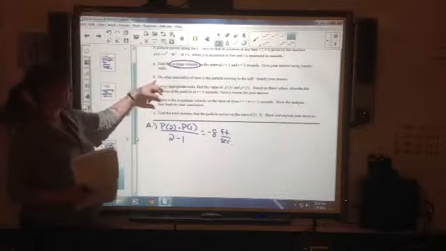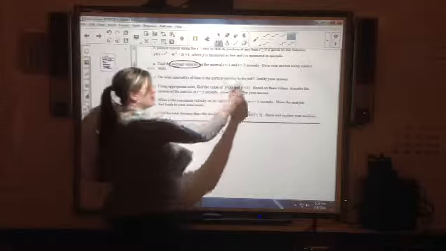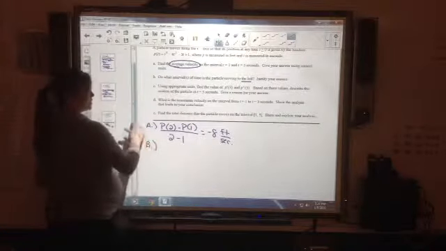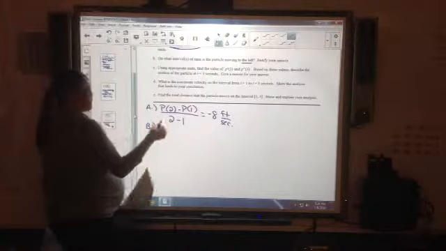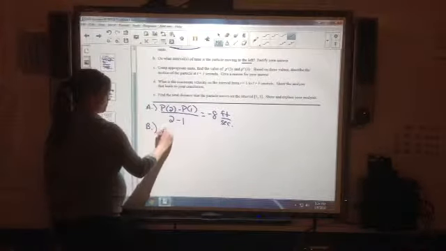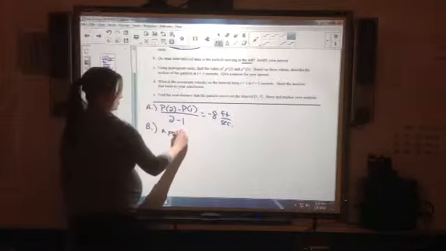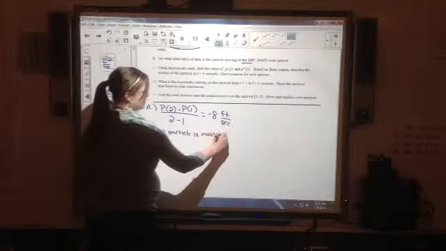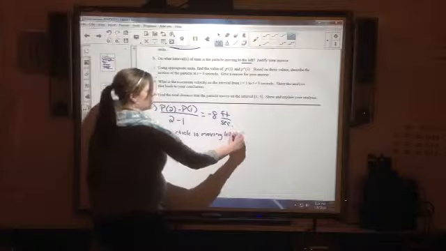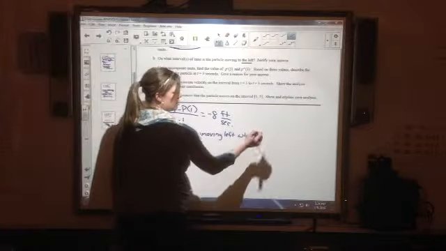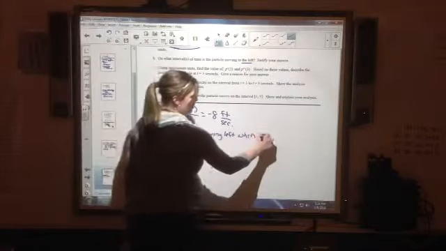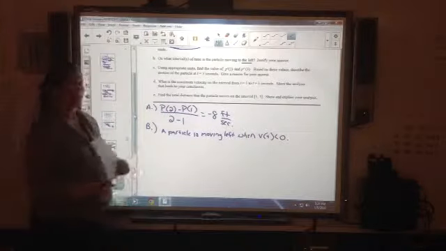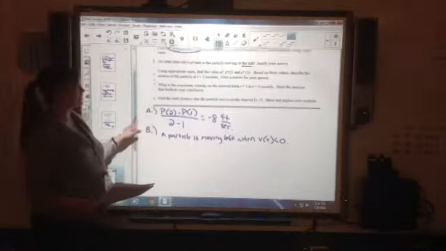Okay, the second one, in part B, it says moving to the left. What I'm going to do is I'm going to write what I know about this first. A particle is moving left when, hopefully you got this by now, the velocity is less than 0. So a particle is moving left when the velocity is less than 0.